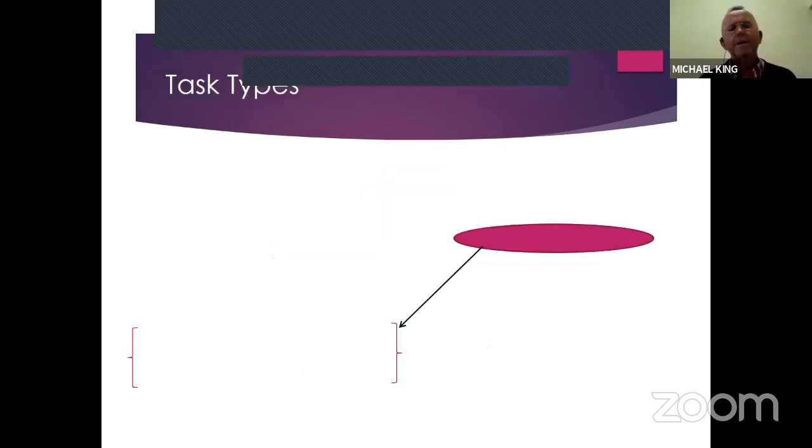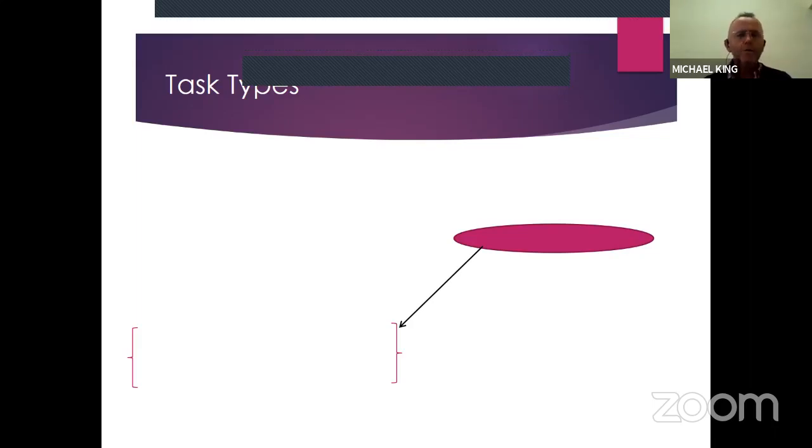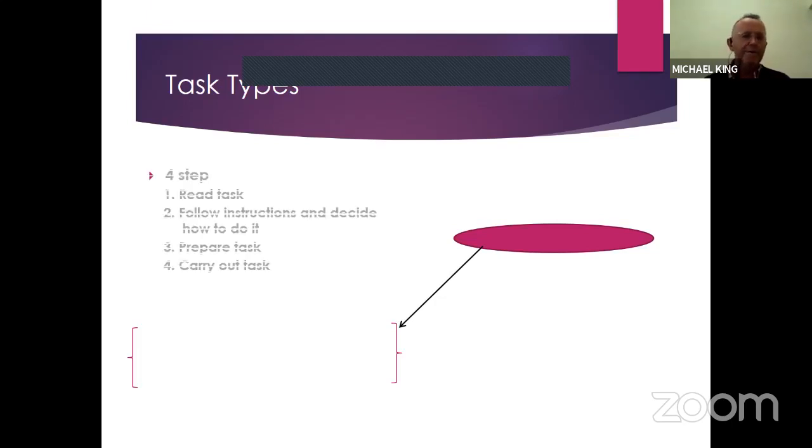So I keep talking about a task. What do we mean by a task? Well, there are two types of tasks in PBL regarding the number of steps. The first set of tasks are very similar to task-based learning. We call them the 4 steps, where basically you get a task, you follow the instructions and you decide how to do it, you prepare the task, and then you carry out the task.